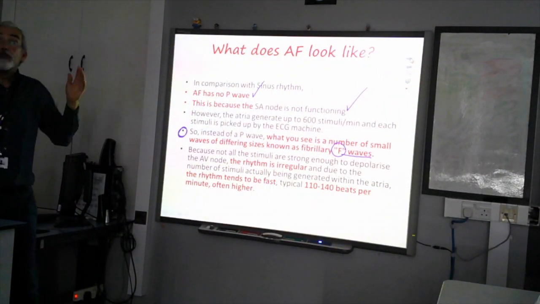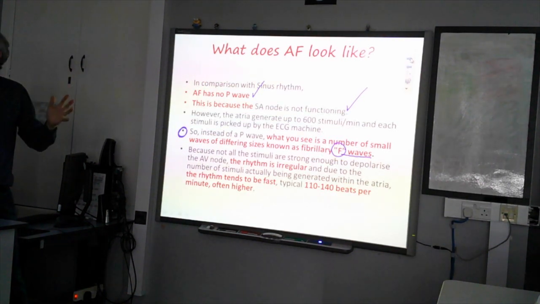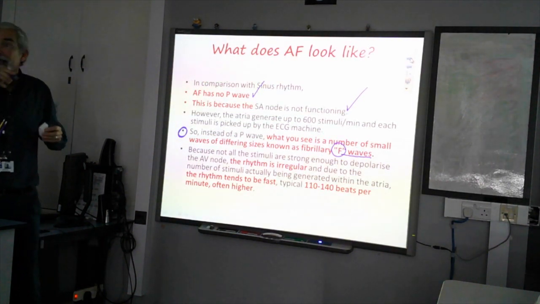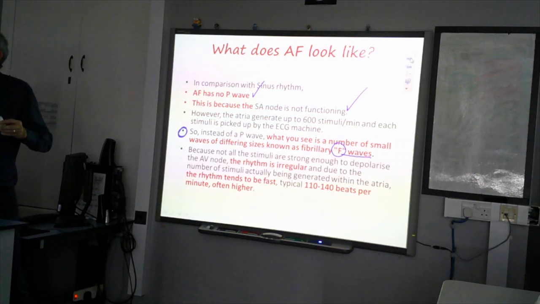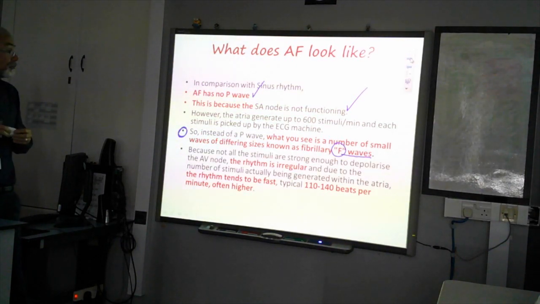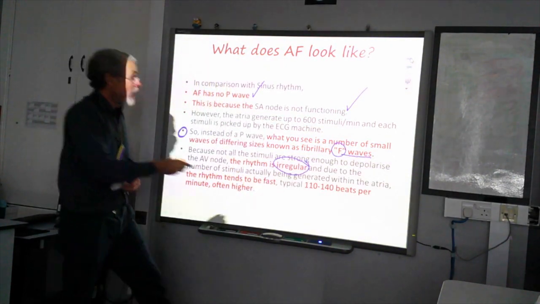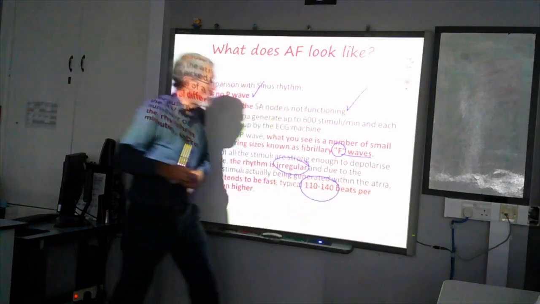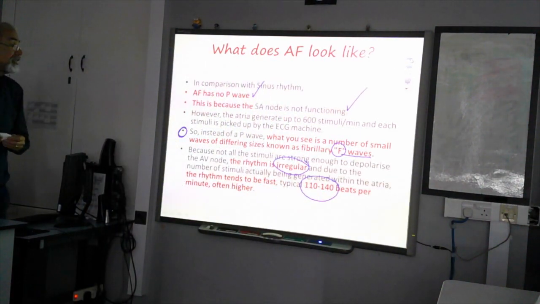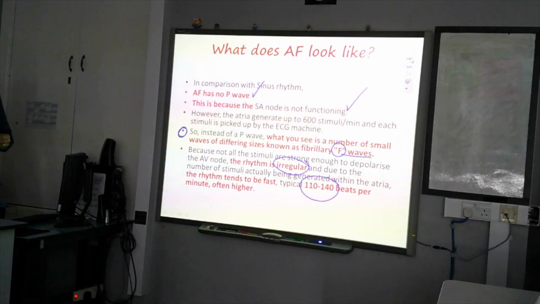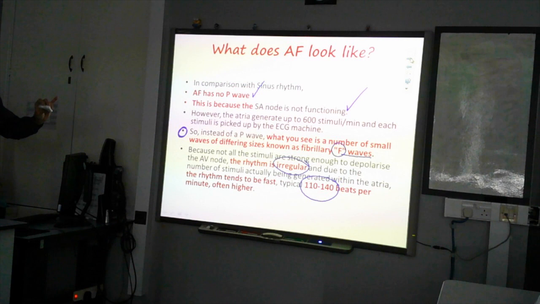In other words, there's no longer a lovely smooth P wave. We now have these random little sawtooth types of waves that we call F waves. The rhythm is now incredibly irregular and your heart will beat round about 110 to 140 times a minute, often higher, but very, very irregular. Again, just to re-emphasize, this is treatable. It is not going to kill you.